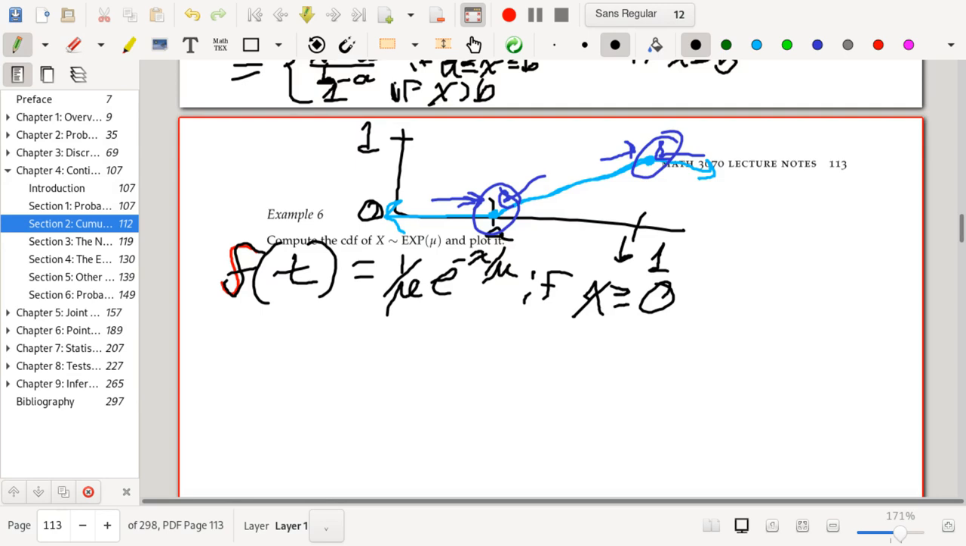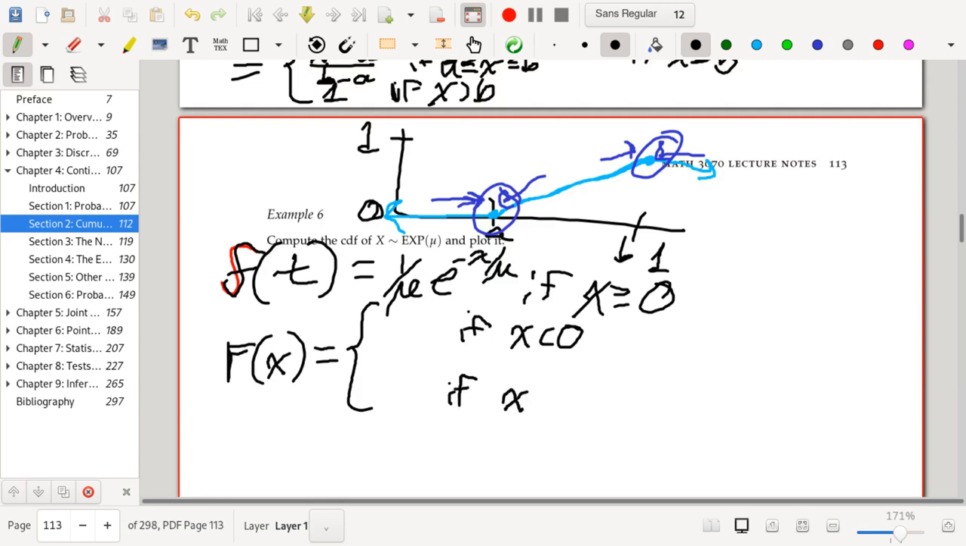So here is a PDF for an exponential random variable. We now want to compute the CDF. Presumably, if x is less than zero, then the PDF is zero. So we can say that there are two cases: if x is less than zero, and if x is greater than or equal to zero.